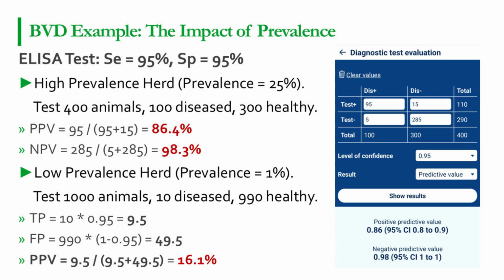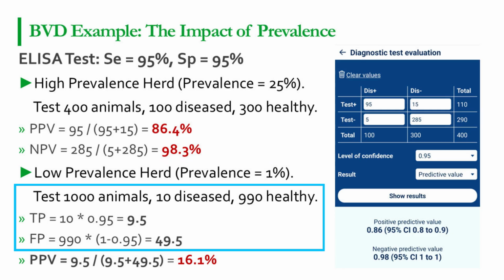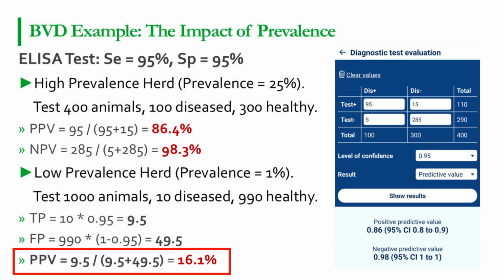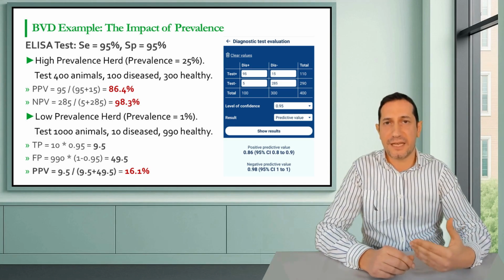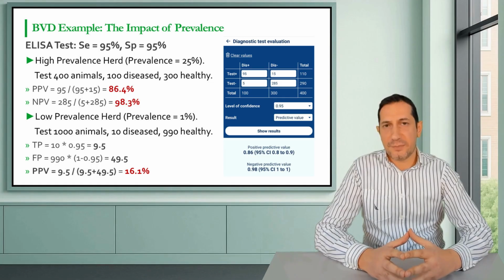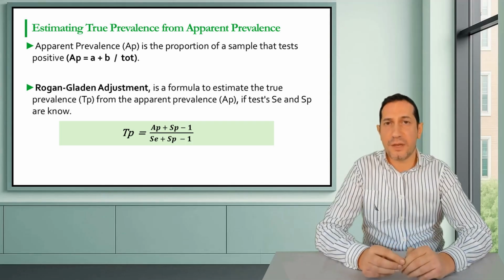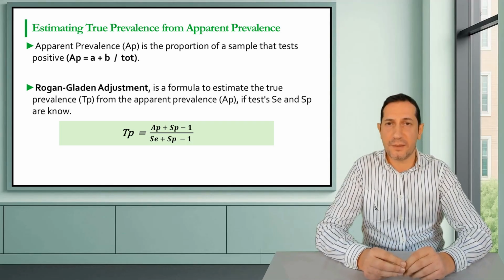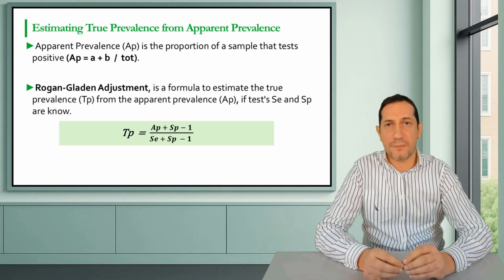Then the setting changes to a low prevalence herd of 1%. Testing 1,000 animals yields 10 diseased and 990 healthy. True positives become 10 times 0.95 equals 9.5, but false positives become 990 times 1 minus 0.95 equals 49.5. The positive predictive value collapses to 16%. That means most positives are false alarms. This is the central surveillance lesson in low prevalence settings: specificity dominates positive predictive value. When a survey is conducted, what is observed is the apparent prevalence, the proportion of the sample that tests positive.